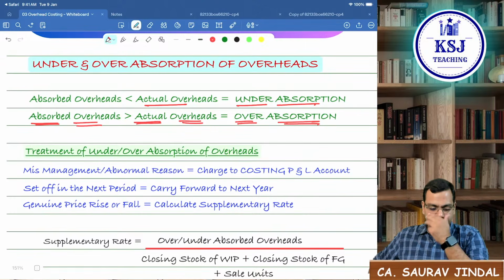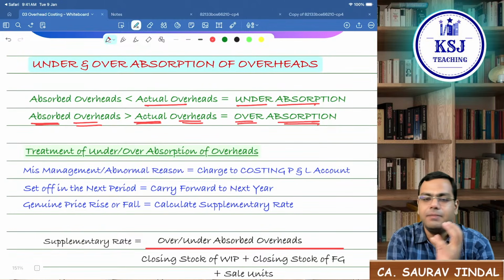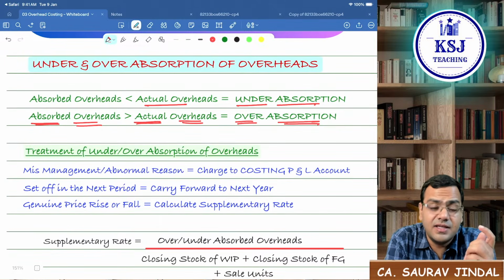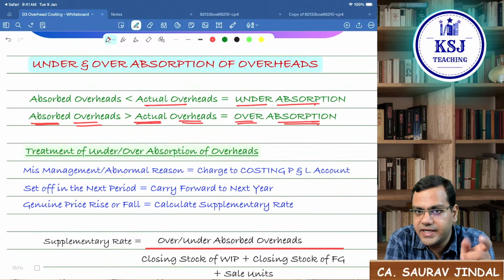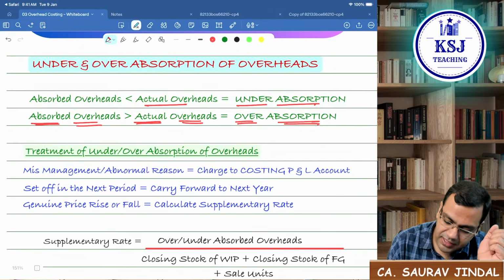Yes, okay. So now we have to see what will be the treatment of this under and over absorption. There are three reasons for it. The treatment depends upon why there is under and over absorption. What is the reason behind the difference between the absorbed overheads and the actual overheads? You have to find out the reason. There are basically three reasons.